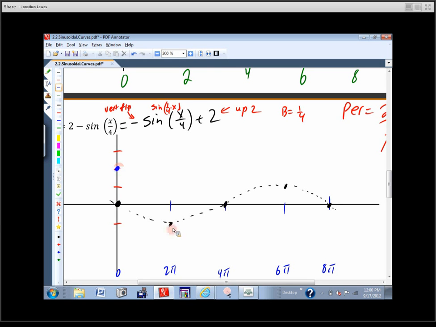This point is at, well, let's think for just a second. This point is at 2 pi, -1. I need to move it up 2. So where's that going to put me? That's going to put me at +1 right here.